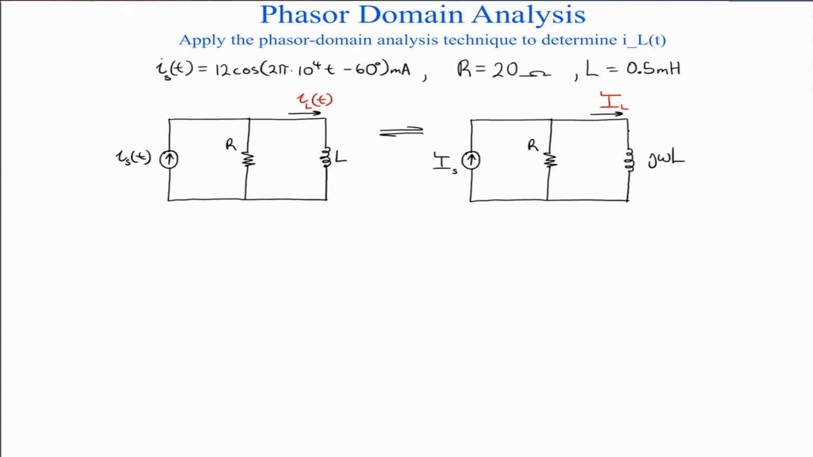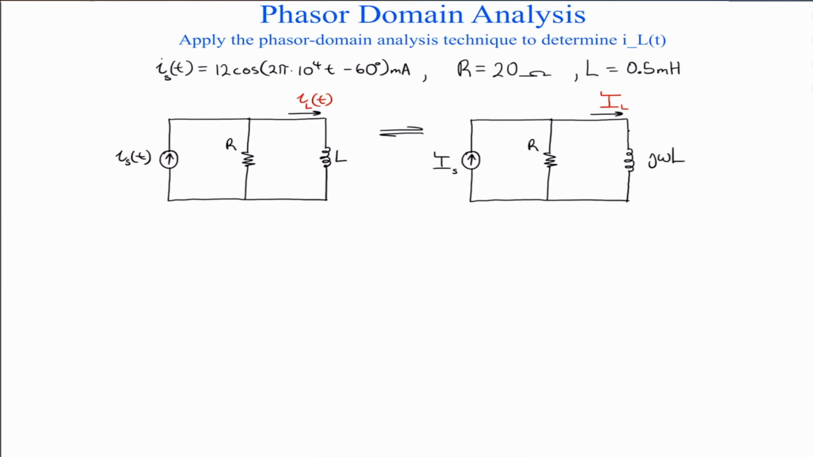Welcome back. In today's video, we want to find the current through the inductor using the phasor domain analysis technique. In the previous video, we did the same thing. However, in that video, we found the current through a capacitor. So in today's video, we replace that capacitor with an inductor. So we can go ahead and do that.